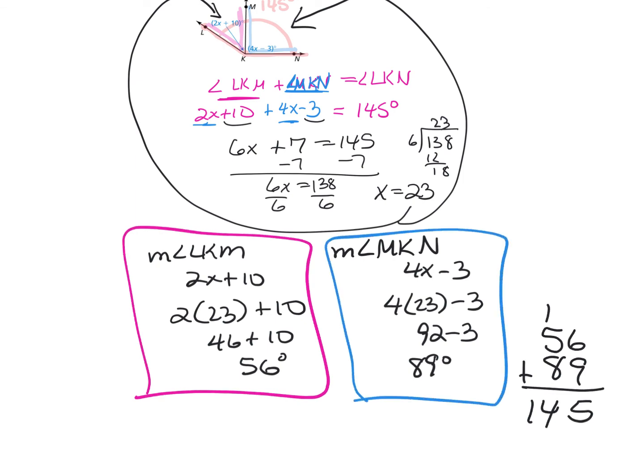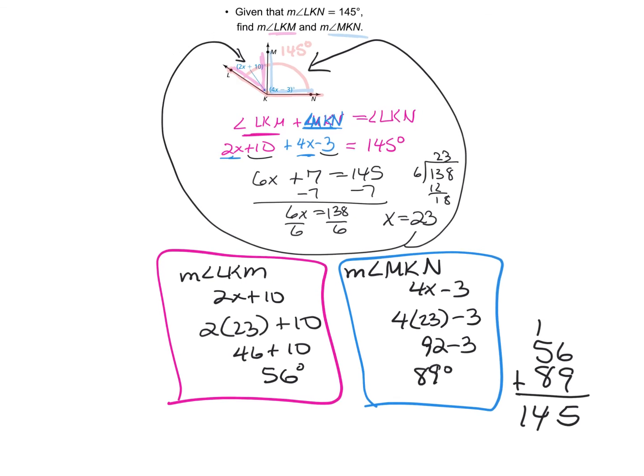Now, if it would have said that KM was the angle bisector, then instead of setting them equal to 145, I would have set the two expressions equal to each other. So this is where you're going to have to pay attention to what's given to you.